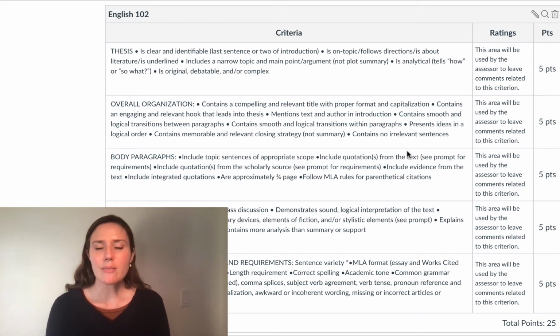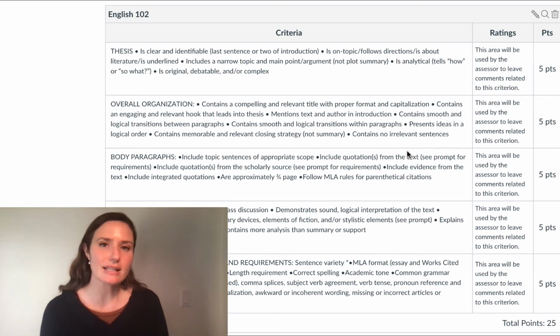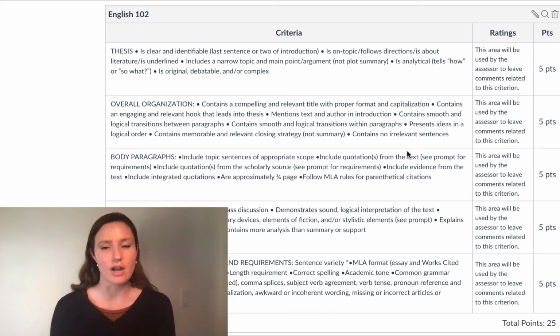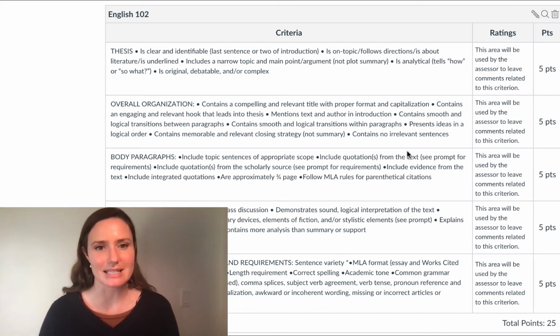And then I also want to make sure under organization that all of your sentences are relevant. That means your whole essay is proving your thesis. That means all of your examples in your paragraphs are proving your topic sentence. It means that you're proving your assertion throughout the essay and you're not dropping in non sequiturs or irrelevant sentences.